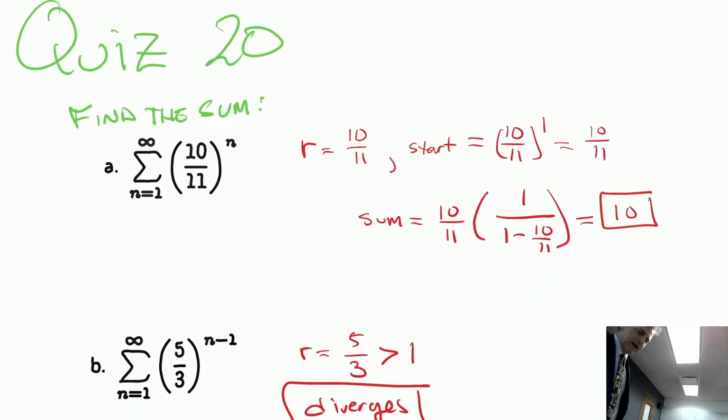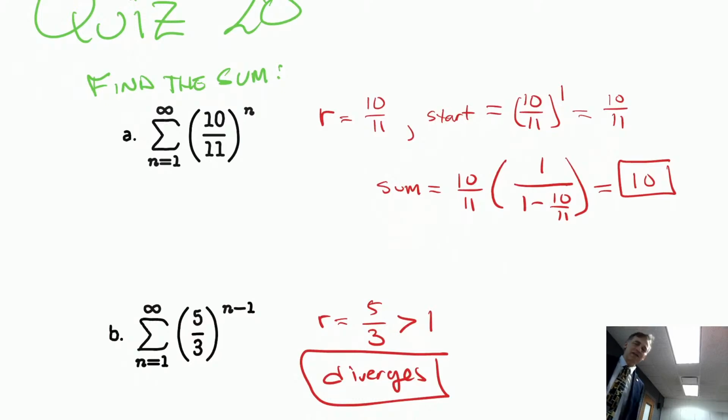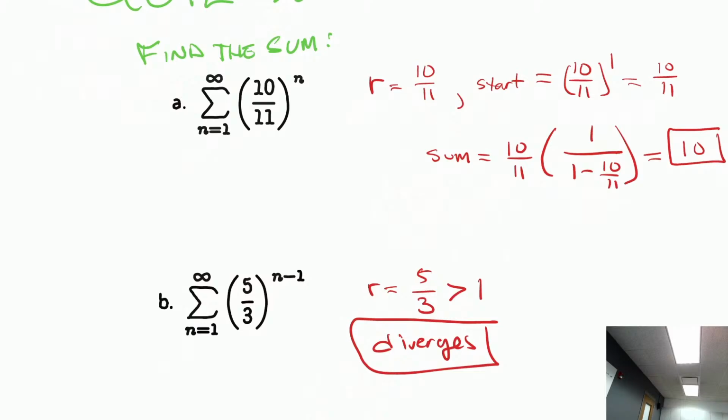The next one, I think almost everyone, if not everyone, got this one right. This one is pretty straightforward. You look at this geometric series and you say, okay, what is the common ratio? The common ratio is 5/3. 5/3 is bigger than 1. Diverges. This is beautiful.